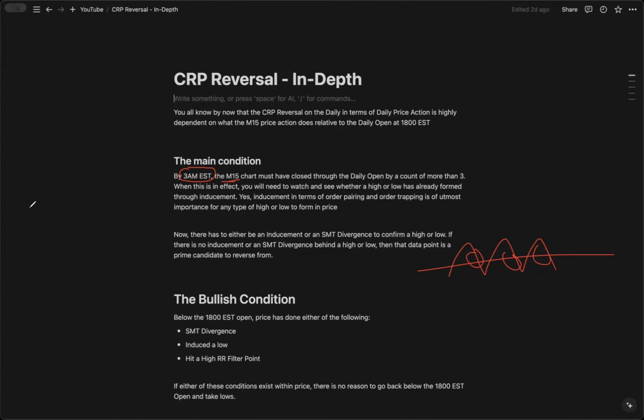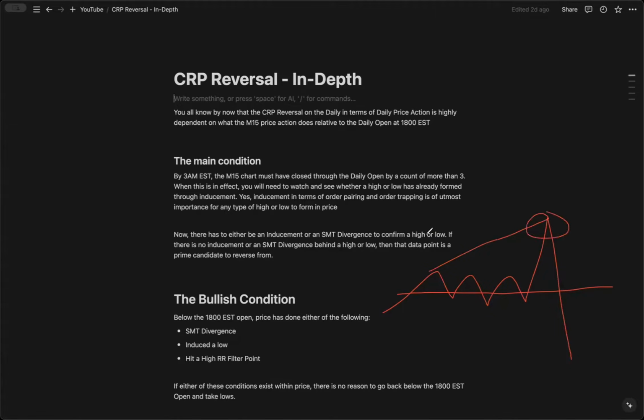So when this is in effect, when price has closed up 1 time, 2 times, 3 times, when this simple signature is there, you will have to check whether a high or low has already formed through inducement. What that means is, let's say on the 15-minute chart, it goes up and it goes down. Now, you need to check whether this high that has formed, whether price has induced something, or whether there's a large scale SMT divergence over here, because that is what caused the reversal. We must do some form of trapping, right? Longs and shorts must be trapped when highs and lows are formed for it to be a reversal.